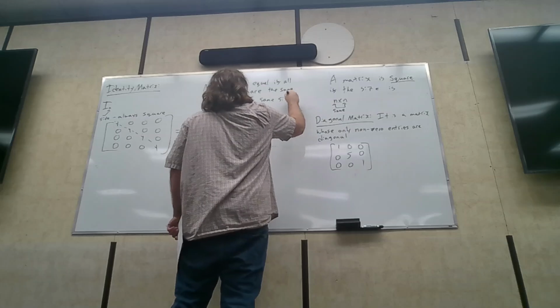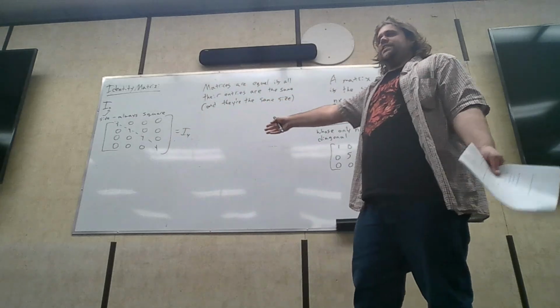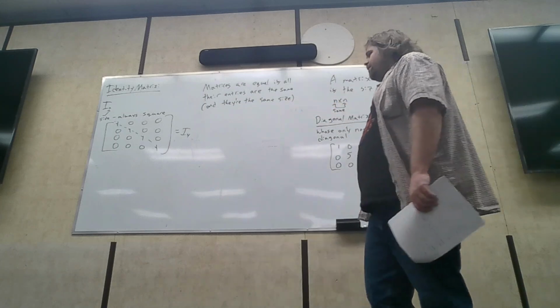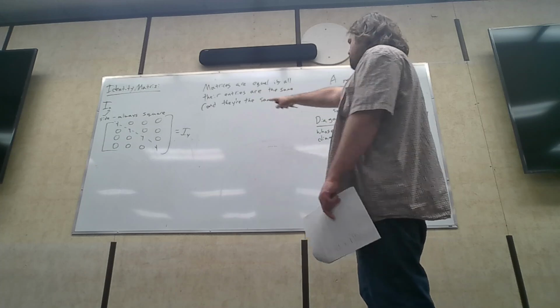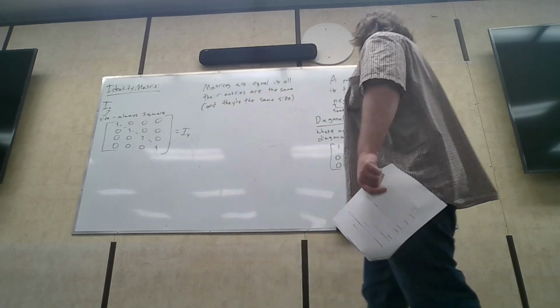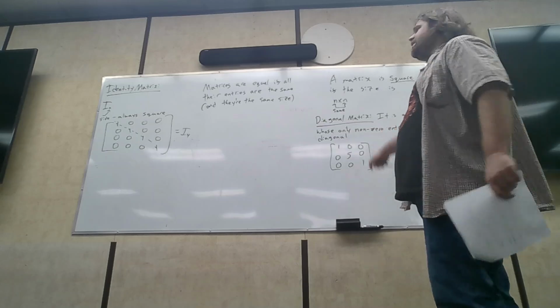Because if this is, is this matrix equal to that? No, they're not even the same size. It doesn't even matter. Sure, we go along, we compare the first 3 things, and they're the same, and then 0 equals, there isn't even a spot to compare it to here. So it doesn't make sense.